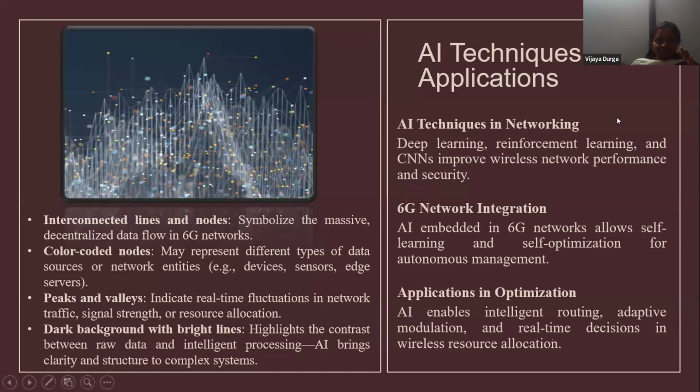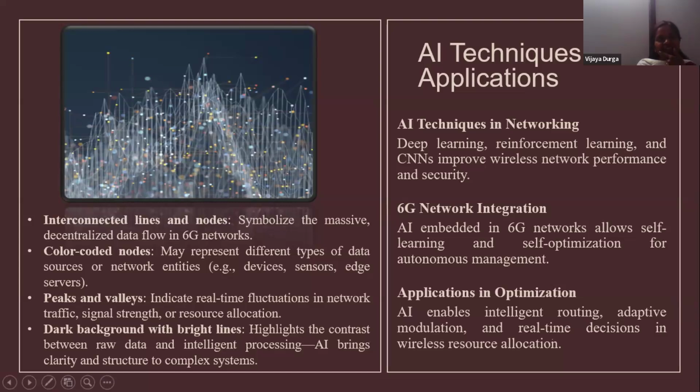Like that, in everything we can use deep learning and reinforcement learning techniques, and convolutional neural networks improve wireless network performance and security also. So, 6G network integration: AI embedded in 6G networks allows self-learning and self-optimization for autonomous management. Then applications in optimization: AI enables intelligent routing.